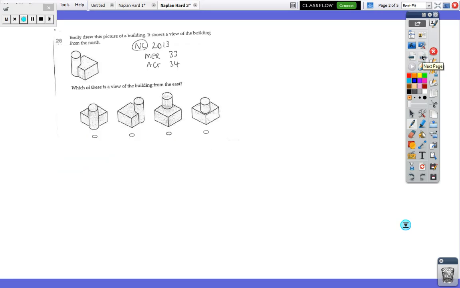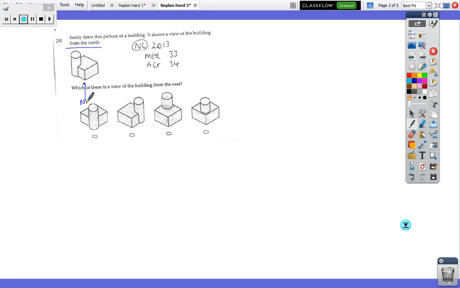Okay, so looking at this again, about a third of the students got it right. This is a perspective question, so some students will really find this hard. The clue I've got is from the north. So looking from the north, this is north down the bottom. Okay, looking from the north, and we have to go east, so you have to work out which way is east. Okay, when you're ready, come back live.